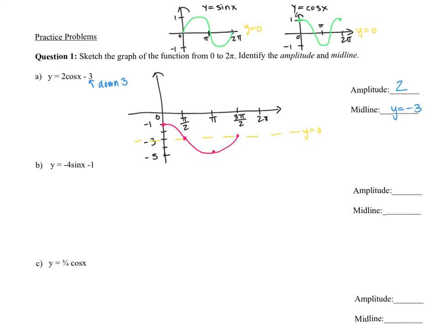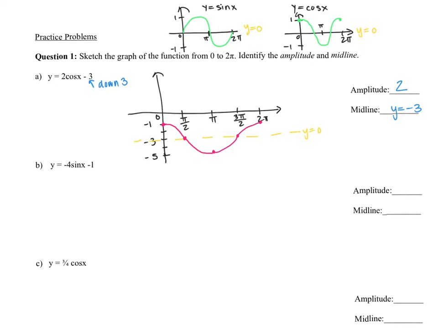So at -1 is going to be 2 pi. So I connect the dots, and I kind of make that U shape. Mine's not as pretty, probably because it's not as good a scale. So that there is my 2 cosine minus 3 function.